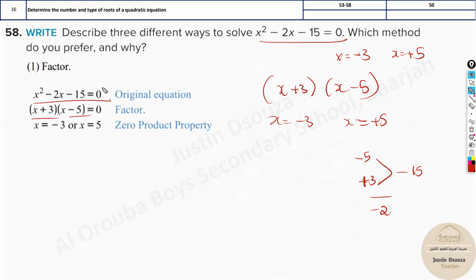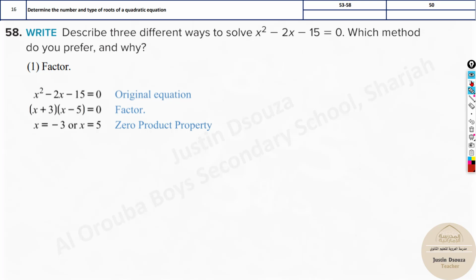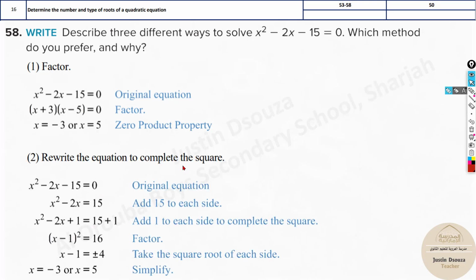But in the calculator, it will directly give you the answer. Now, which do you prefer? This is the one which you should prefer because this is the easiest of all. Now, there is one more method, that is completing the square. It's fine, you can do it, but it's just a difficult method, I can say.